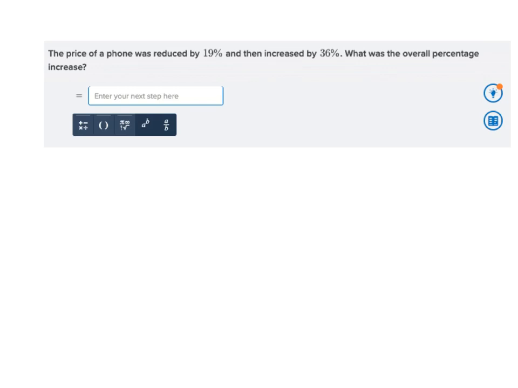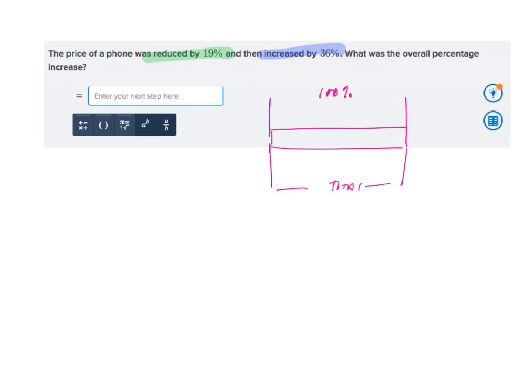So when we look at this, it tells us that first we're going to reduce the price, and then we're going to increase the price. What's the overall percentage increase? So I think the best thing to do first is just draw this out, because this is a hard problem. Okay, so let's just give ourselves a price. And I think the easiest amount I can think of is $100. So we're going to say that the original cost was $100.